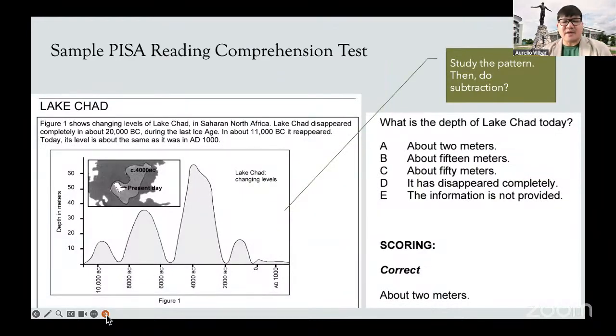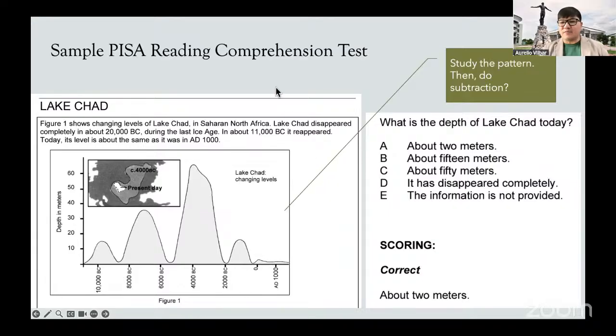Example. Okay, now on the screen, this is a sample PISA reading comprehension test. Here, Lake Chad. Figure 1 shows changing levels of Lake Chad in Saharan North Africa. Lake Chad disappeared completely in about 20,000 BC during the last ice age. In about 11,000 BC, it reappeared. Today, its level is about the same as it was in AD 1000. And you have here a figure with a graph. Then, in the graph, there is another picture or figure that would show what it was in the present day and 4000 BC.